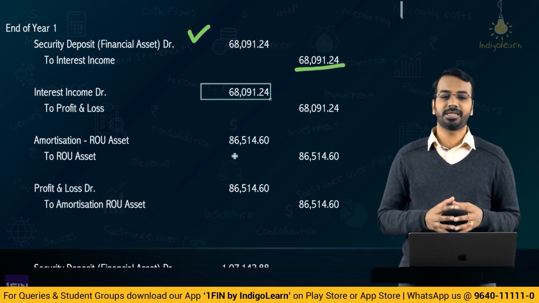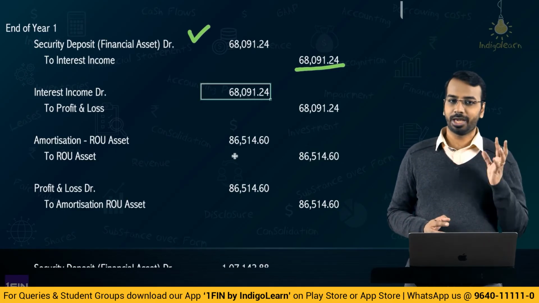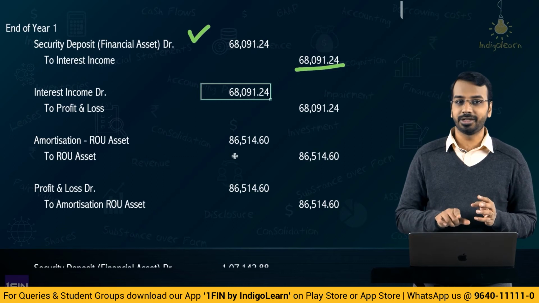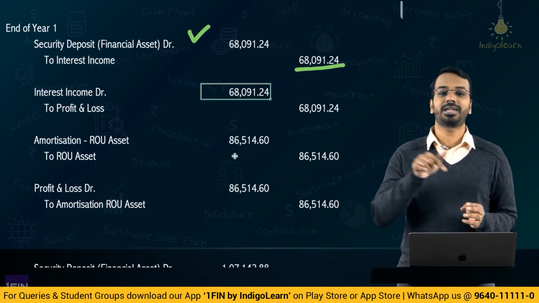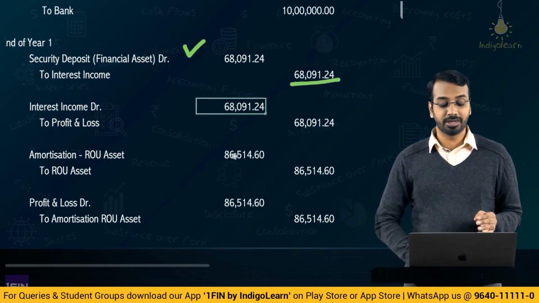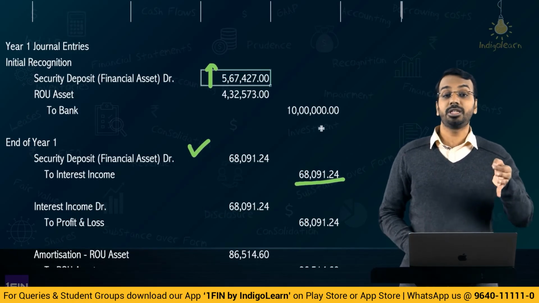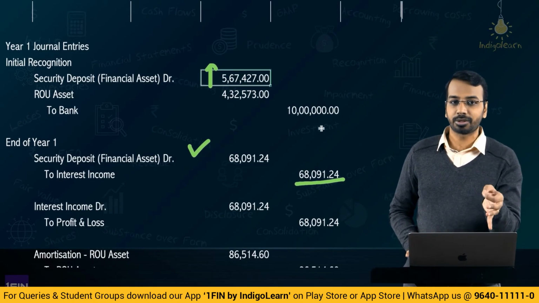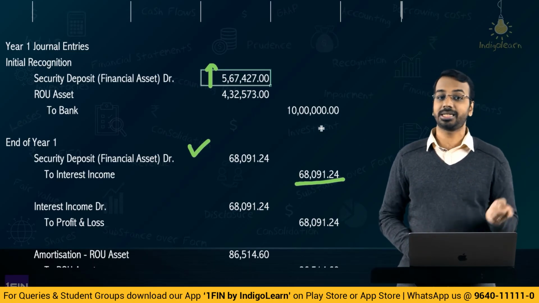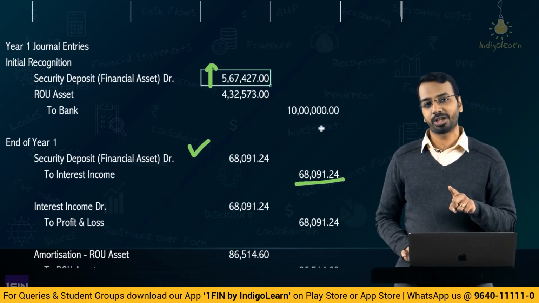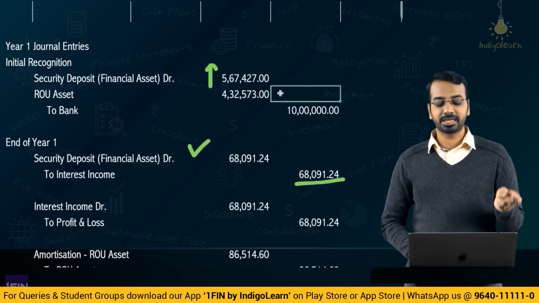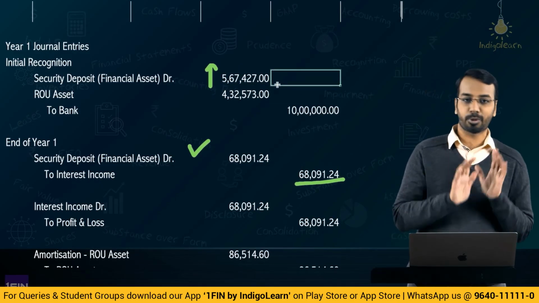Now what Ind AS emphasizes is, you have made a deposit of 10 lakhs, okay, you will get back 10 lakhs after 5 years, but 10 lakhs after 5 years is not 10 lakhs today. 10 lakhs after 5 years is 567,427 today. So that should be the value that you should give as deposit, but then the lessor will not agree. Lessor says give me 10 lakhs. Then Ind AS says, okay, you give 10 lakhs, but 567,427, treat it as deposit amount.